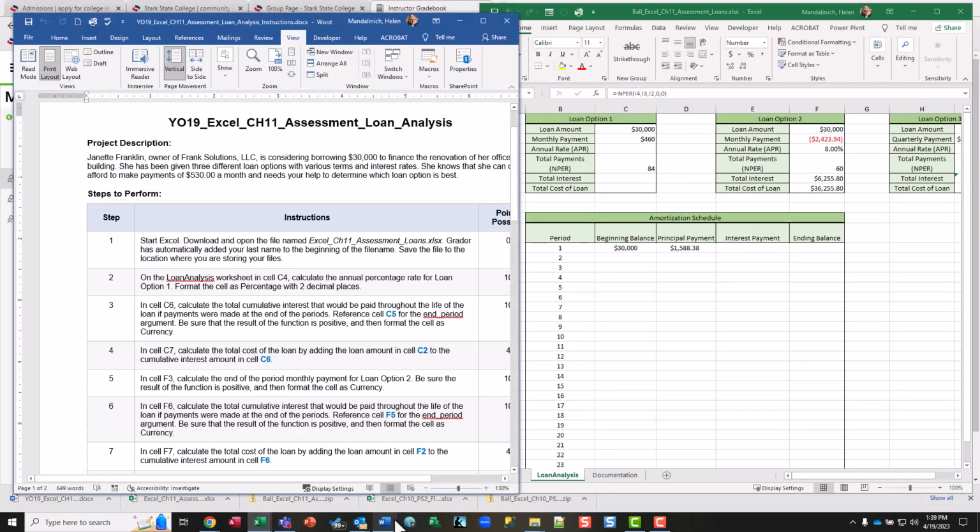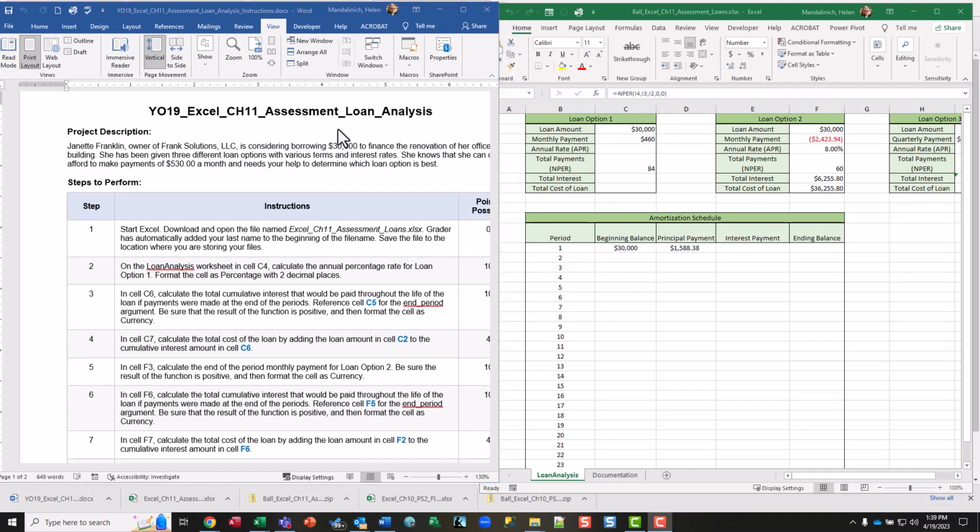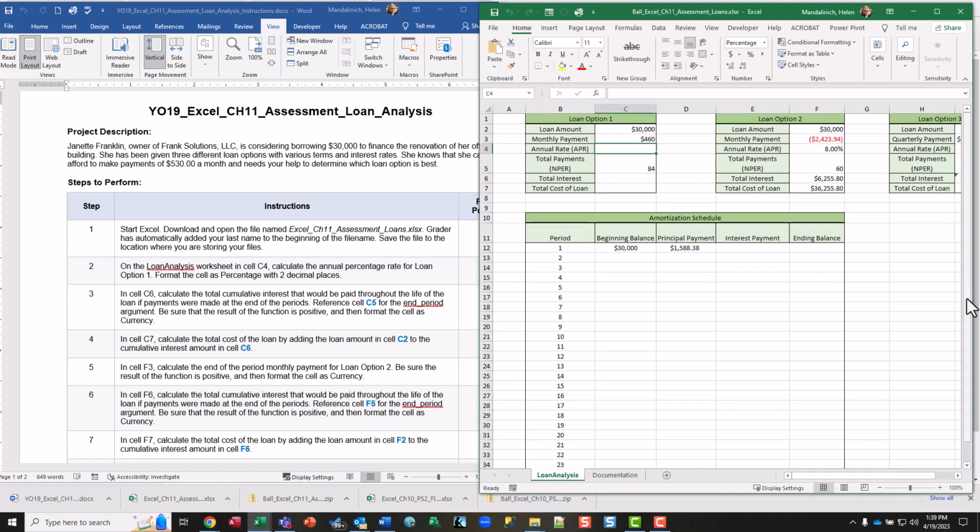And the instruction: on the loan analysis worksheet in cell C4, add or calculate the annual percentage rate for loan option 1.